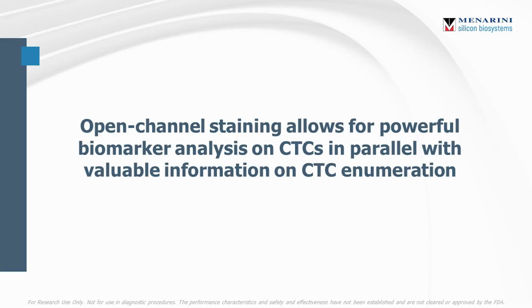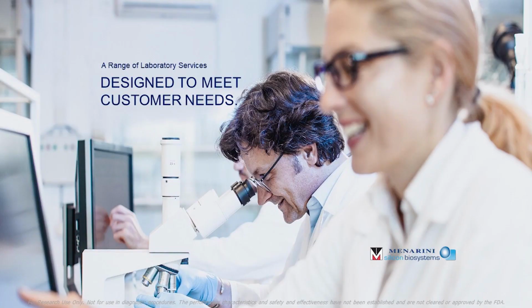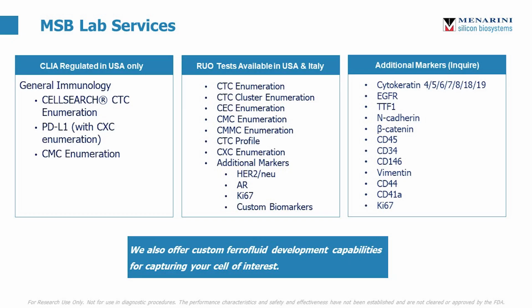That's just a few examples of the great and innovative work that's being done out there on CTCs, but as we can see, open channel staining allows for powerful biomarker analysis in parallel with the already valuable information one gets from CTC enumeration. For those interested in looking into a fourth marker in their CTC studies and are new to CellSearch, we do have global lab services offering a range of tests. Our CLIA lab in the US is located in Huntington Valley, Pennsylvania, just right outside of Philadelphia, and in Europe, we have a lab located in Bologna, Italy. Here's a brief list of just some of the testing services we have available, as well as a partial list of additional markers that are available upon inquiry.